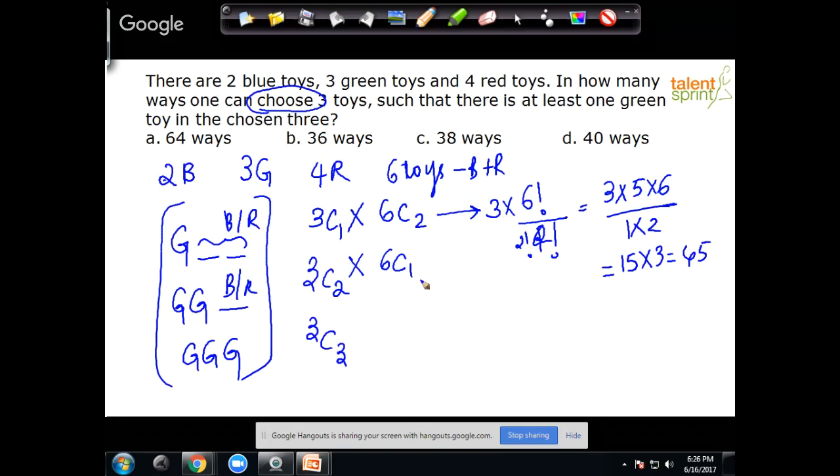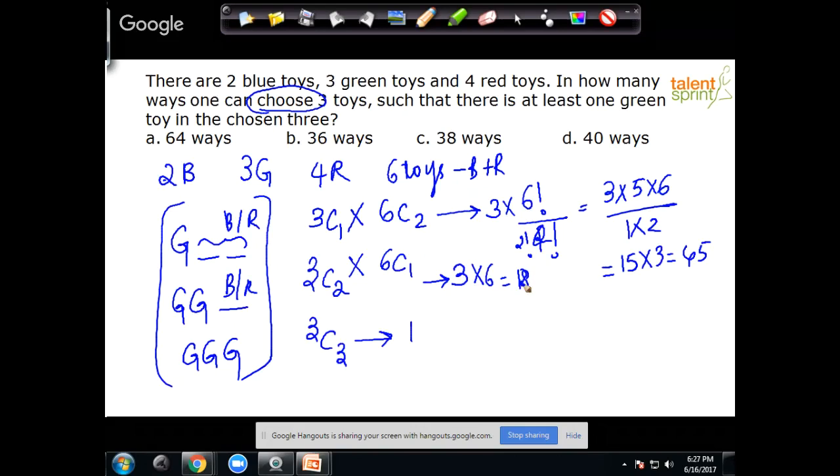Similarly, what is 3C2 into 6C1? 3C2 is what? 3 factorial divided by 2 factorial into (3 minus 2) factorial, that is nothing but equal to 3. Similarly, what is 6C1? 6C1 is equal to 6 factorial divided by 1 factorial into (6 minus 1) factorial, that is again equal to 6. So this is 3 into 6, that is equal to 18. Correct? Now 3C3. What is 3C3? 3 factorial divided by 3 factorial into 0 factorial. 3 minus 3 factorial is 0 factorial, which is equal to 1, or this is equal to 1.